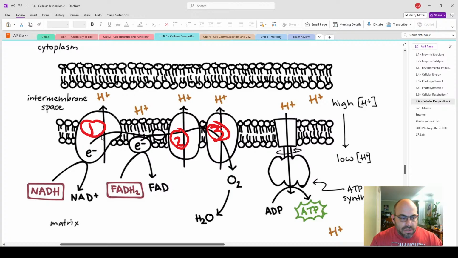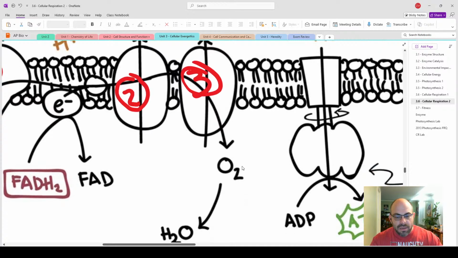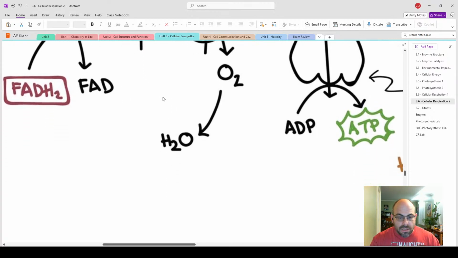And so those electrons turn on these pumps. There's oxygen. What does oxygen do? It's the final electron acceptor. When this last protein gives that electron away, oxygen accepts it. You take 2 electrons, an oxygen, and 2 protons, and you get H2O.